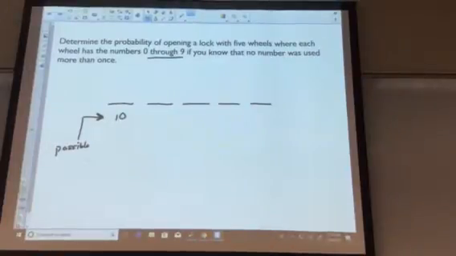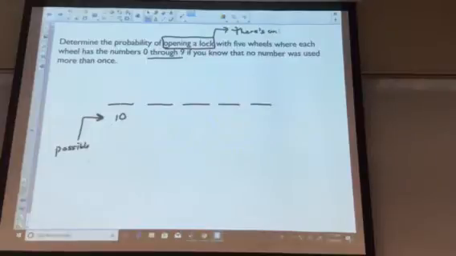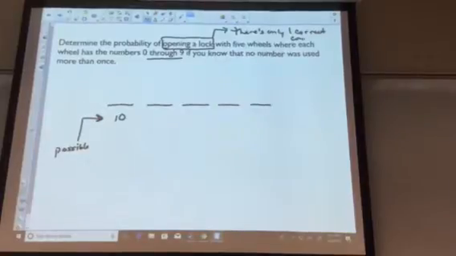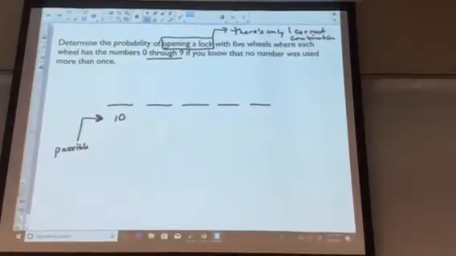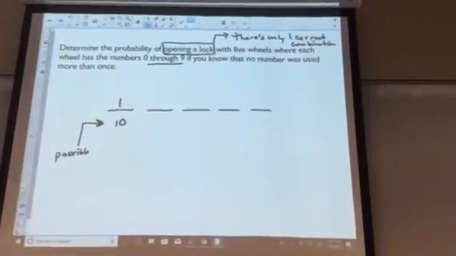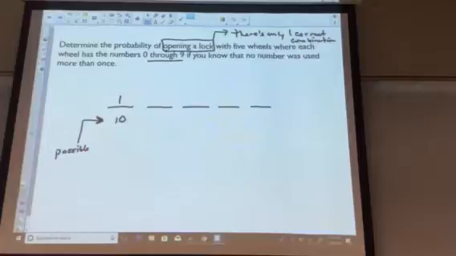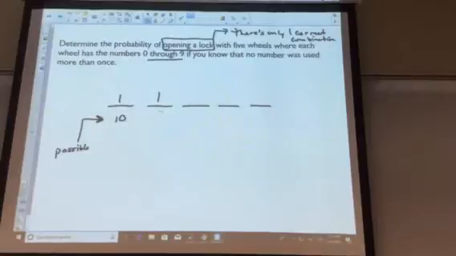See, here's the key of the problem. You want to open the lock. So hidden behind the scenes, there's only one correct combination. And since there's only one correct combination, there is only one correct first number out of the 10 that you might select from. And now, how many for the second number? Only one correct out of the possible 9 remaining, because you know that no number was used more than once.